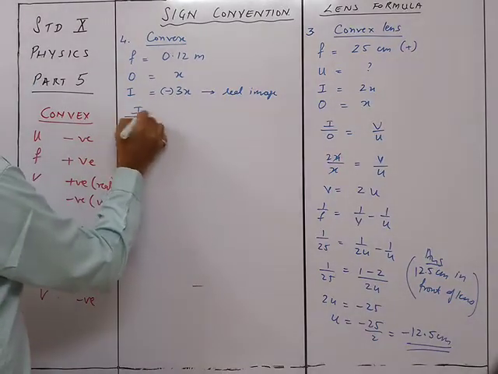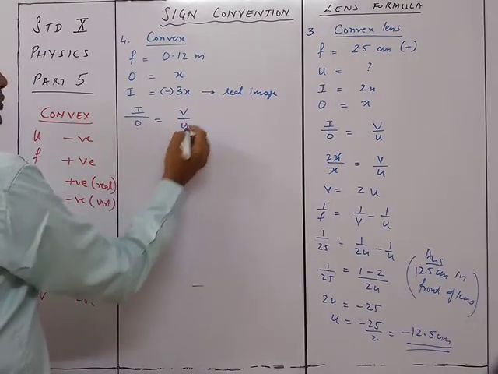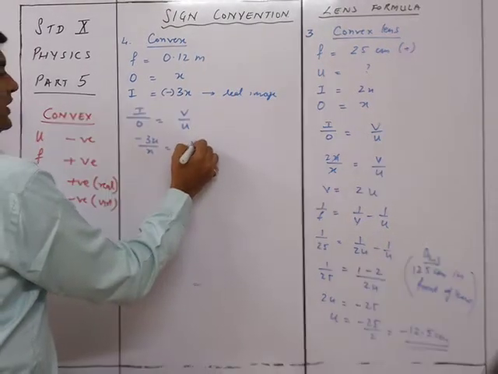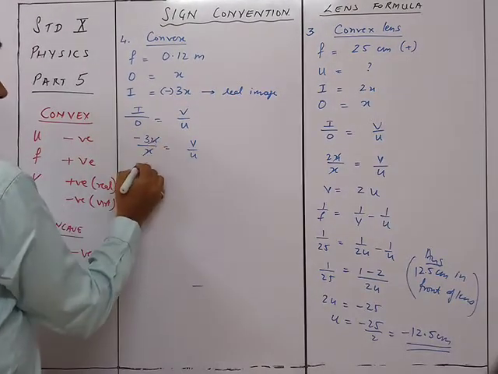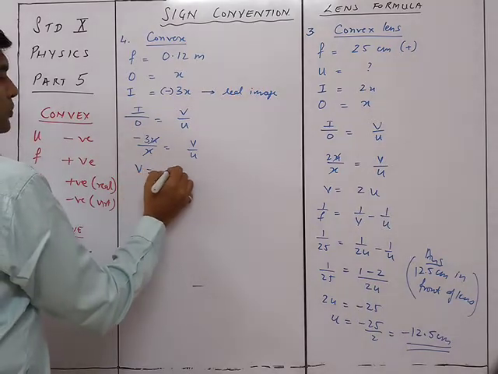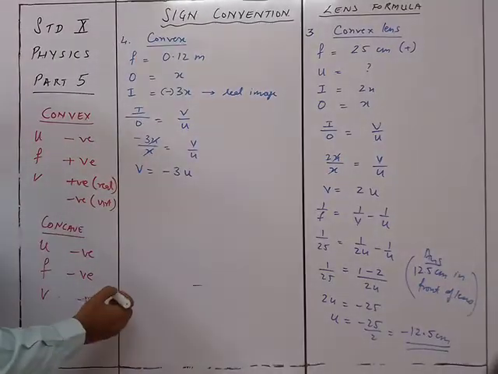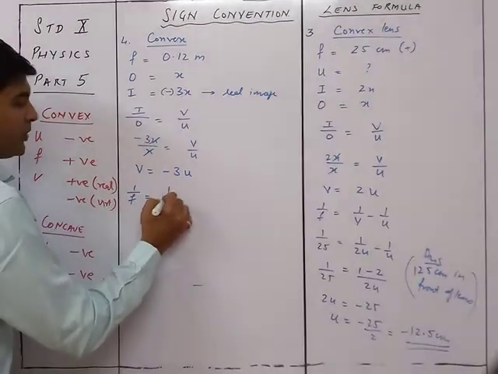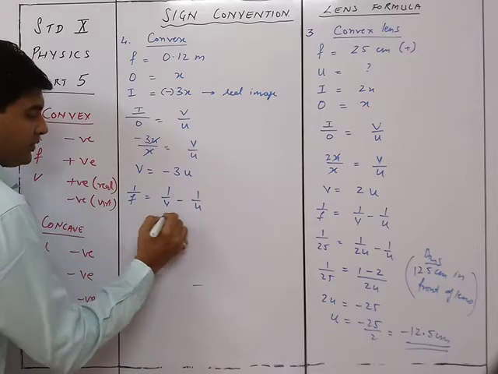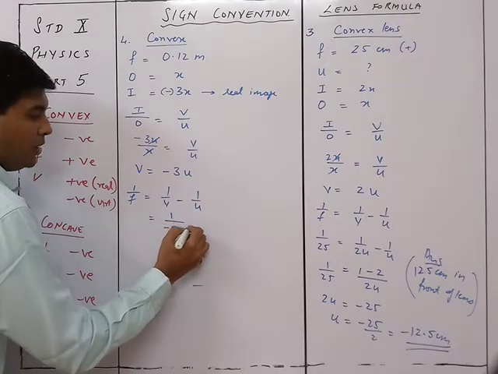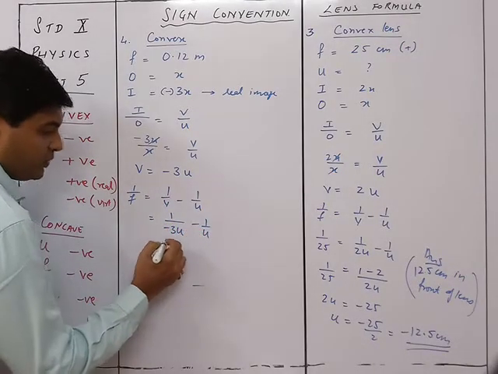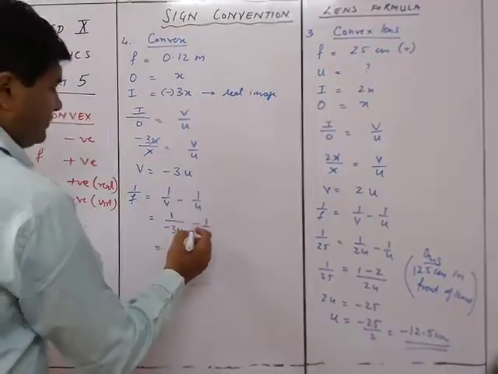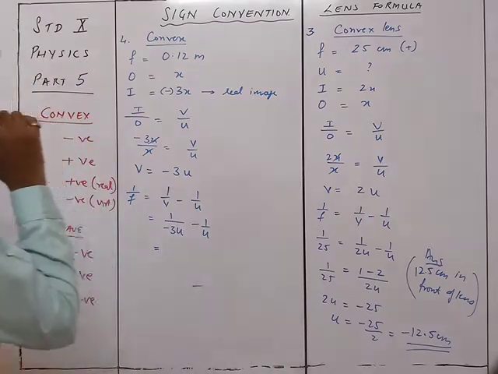Therefore I upon O is equal to v upon u. So minus 3x upon x is equal to v upon u. Accordingly, we have that v is equal to minus 3u. Now we need to find out 1 upon f is equal to 1 upon v minus 1 upon u, which is equal to 1 upon minus 3u minus 1 upon u. So that will be minus of minus. This u will also be negative.